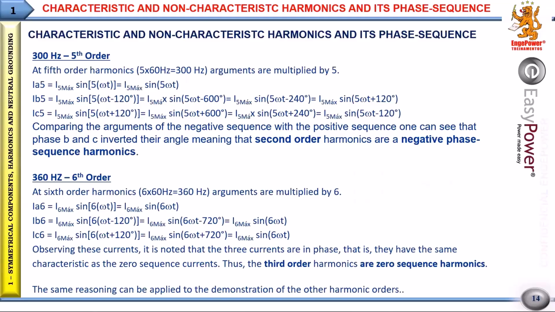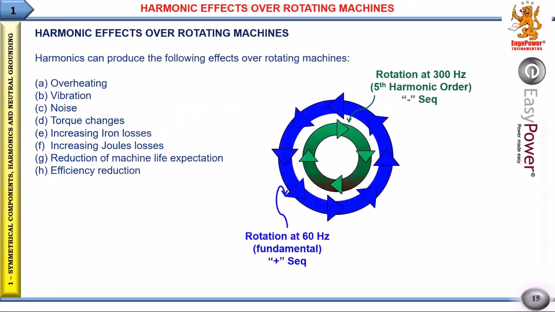The sixth harmonic is a zero sequence harmonic. Okay? So we could demonstrate for other orders, but the process is the same. Harmonic effects over rotating machines are listed on the slide. Overheating, vibration, noise, torque changes, increasing iron losses, increasing joule losses, reduction of machine life expectation, efficiency reduction.